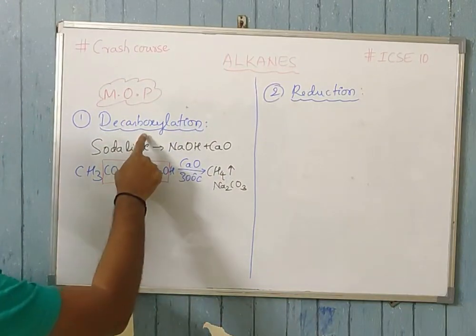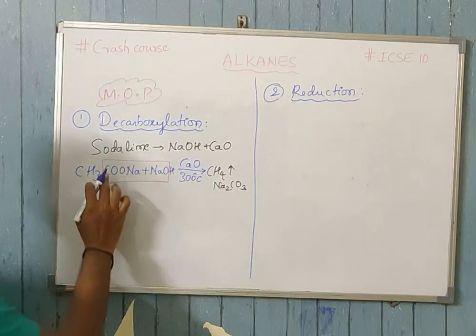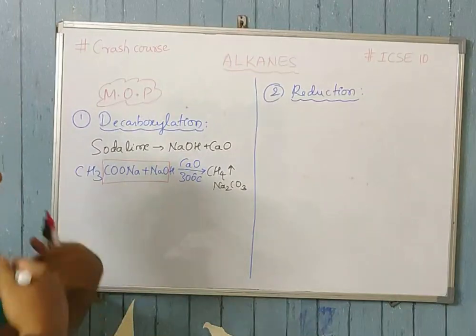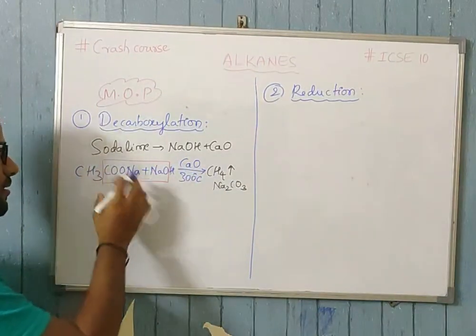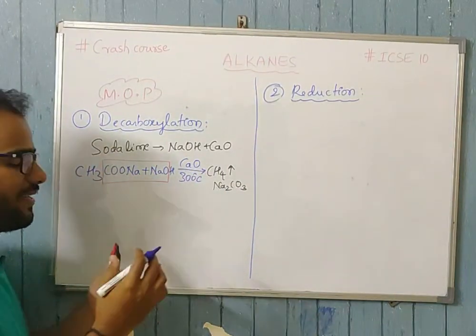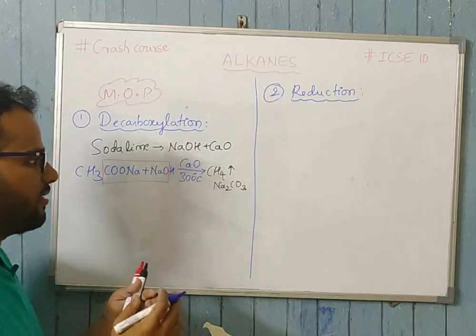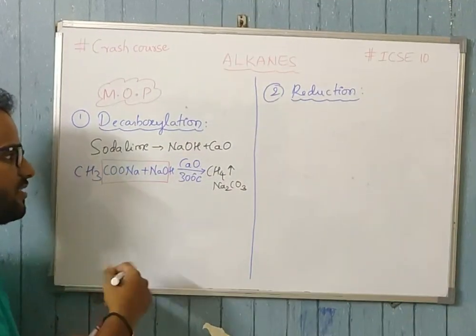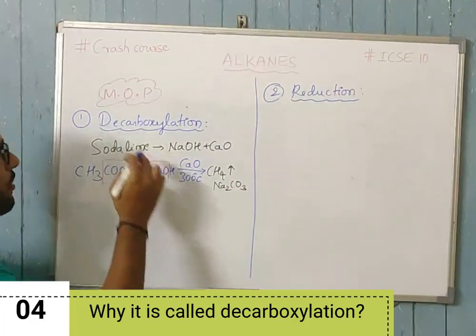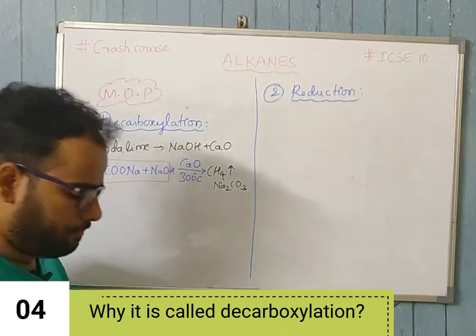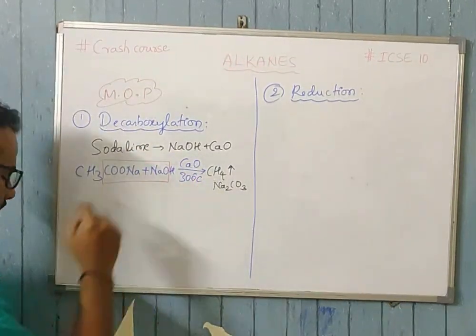Why is it called decarboxylation? Because the COO, that is the CO2 group, is removed from this salt. Any organic reaction in which carbon dioxide is removed is called a decarboxylation reaction. This is for the preparation of methane.